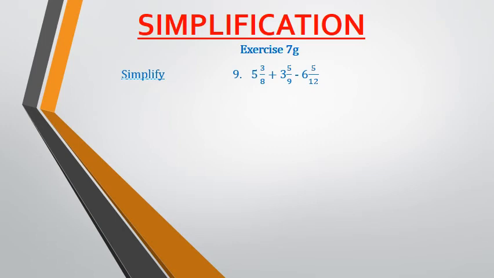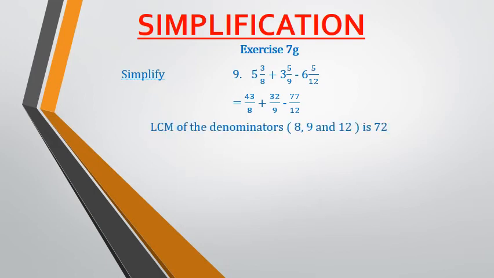So 5 3 by 8 plus 3 5 by 9 minus 6 5 by 12 will become 43 by 8 plus 32 by 9 minus 77 by 12. Now the LCM of the denominators 8, 9 and 12 is 72. And now in the next step, we will write in the numerator part 72 divided by 8 multiplied by 43 plus 72 divided by 9 multiplied by 32 minus 72 divided by 12 multiplied by 77 upon 72.